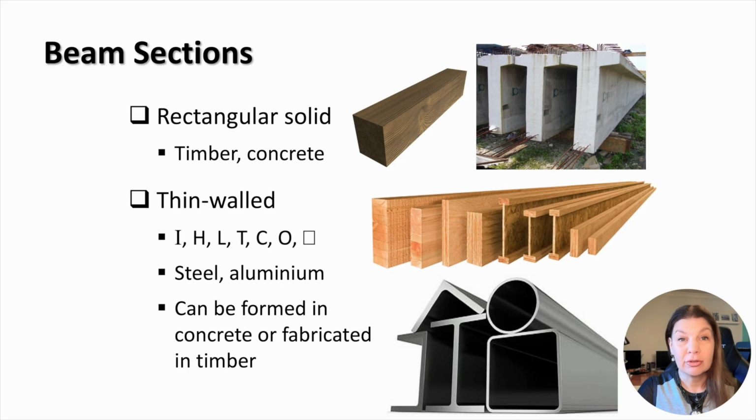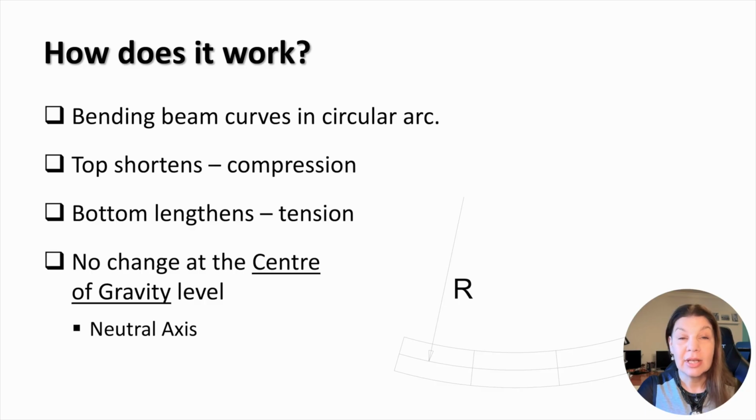Beams can have solid cross-sections. Such beams are usually made of timber or concrete. Beams can also have more complex shapes of cross-sections like I, H, T, C, O, box, and many more. Such beams are usually made of metal such as steel and aluminium, but can also be fabricated from timber or concrete.